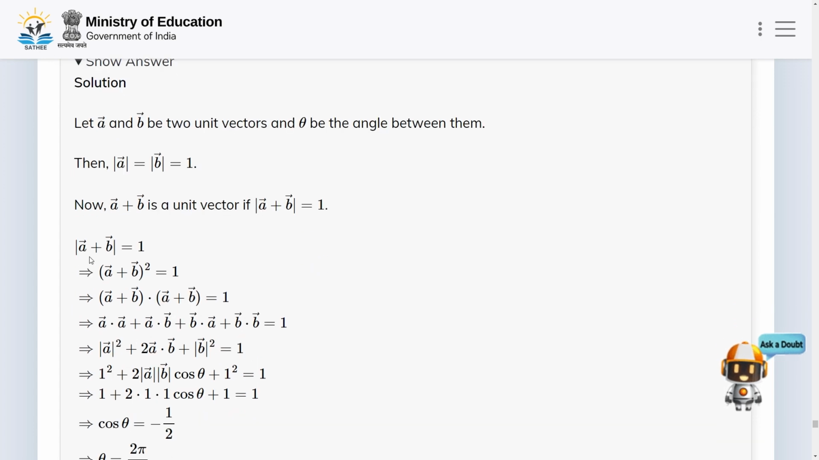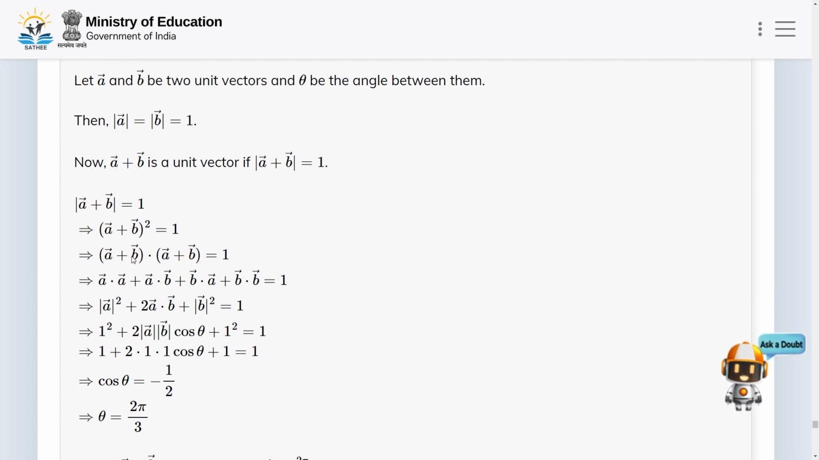This means you can write this magnitude squared as the dot product of A plus B with itself. Now distribute using the distributive property. You will have A dot A plus A dot B plus B dot A plus B dot B. A dot A means the square of the magnitude of A, B dot B means the square of the magnitude of B, and this will be 2 times A dot B. As you know, the magnitude of A and the magnitude of B are both equal to 1, so 1 squared and 1 squared.